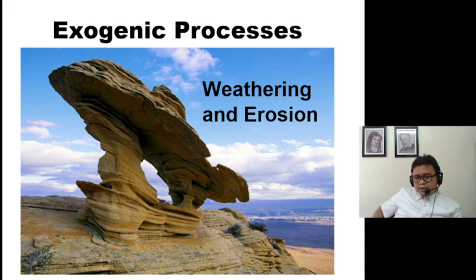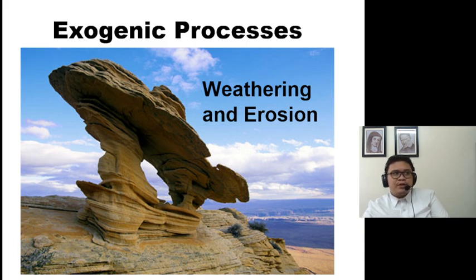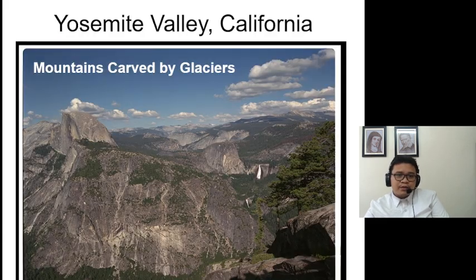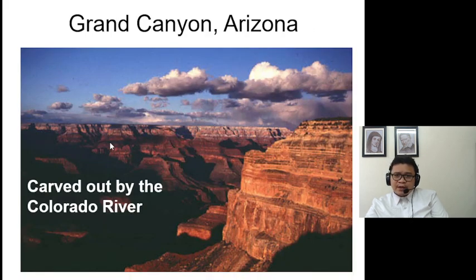So in fact, many exogenic processes like the ones that you see in the picture right now are evident in the Earth's crust. For example, I will just cite some examples that are usually found in other countries, like in the pictures that I'll be showing to you right now. For example, the mountains carved by glaciers in Yosemite Valley in California. These are some of the features that are associated with weathering and erosion. Another one is the Grand Canyon in Arizona, which is still in the United States of America, and it is believed that these features were carved out by the Colorado River.